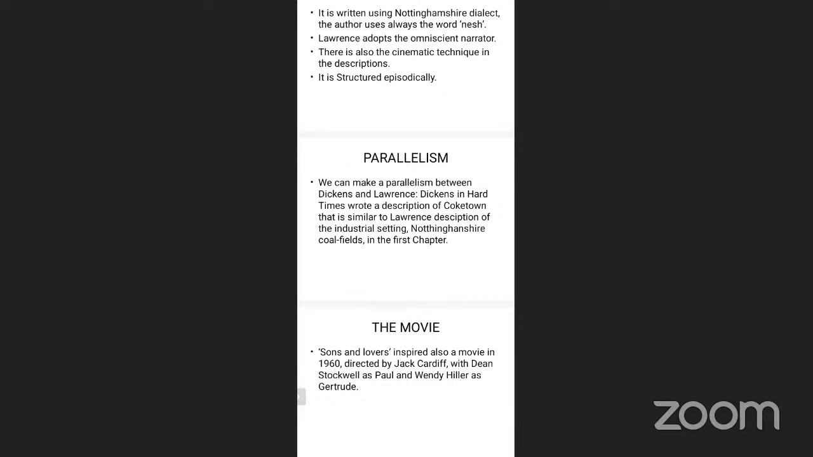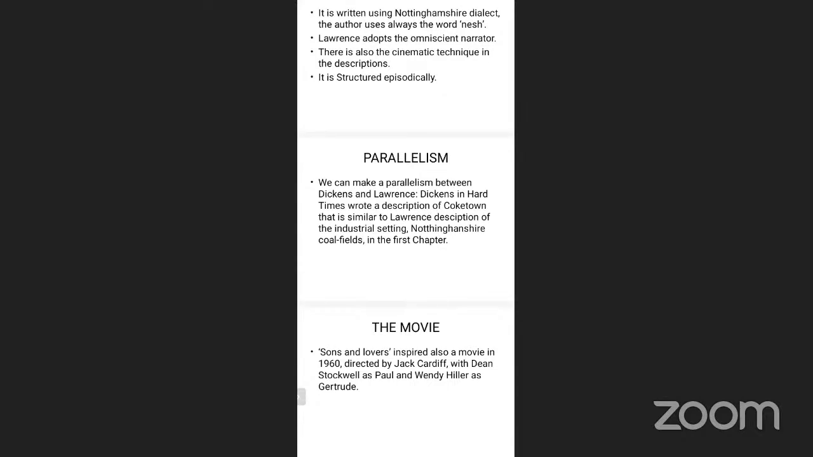Okay, let me tell you. There are four kinds of narration: first person, second person, third person, and omniscient. In first person narration, there will be a narrator in the novel who narrates himself, using I instead of he, she, or they. So here the writer will present it as I. And if it is second person, you will speak using you.